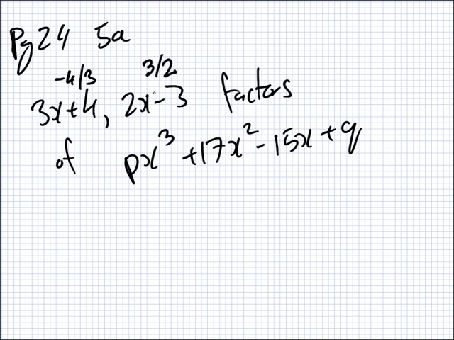What's the name of this rule? Remainder theorem. So you put these two values in. Minus 4 over 3 cubed times p.